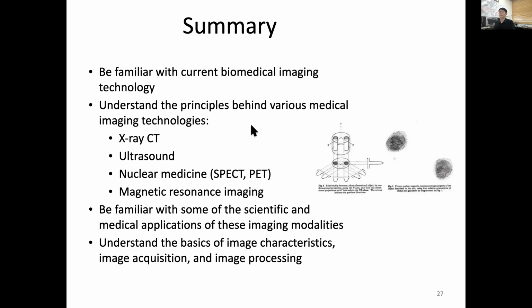So to summarize medical imaging, this is an innovation in biomedical study, what biomedical imaging technology has given, and it keeps increasing. So we should understand the principles behind this imaging technology. Not only imaging, when you are using biomedical instruments, it is better to really understand the basics, especially in imaging: X-ray, CT, ultrasound, nuclear medicine such as SPECT and PET, and MRI. So try to familiarize yourself with these imaging modalities and their applications, and the basics of image acquisition and processing. Okay, thank you.